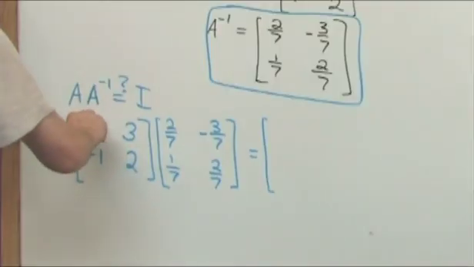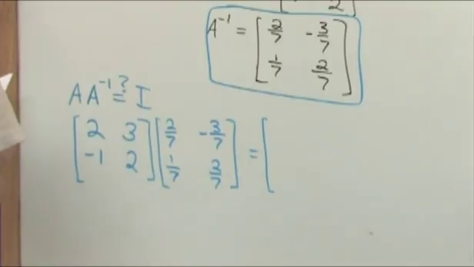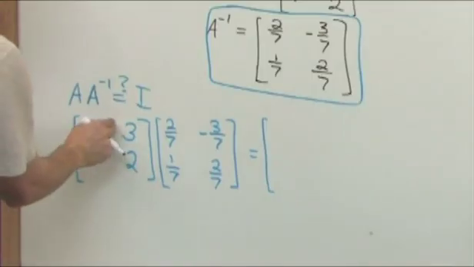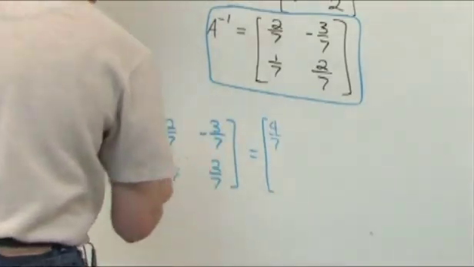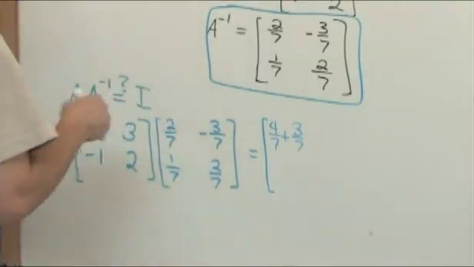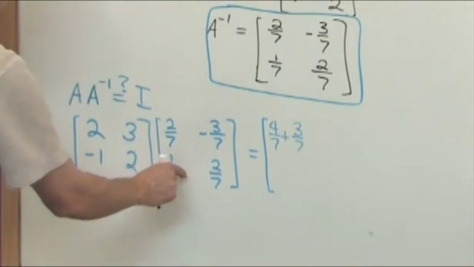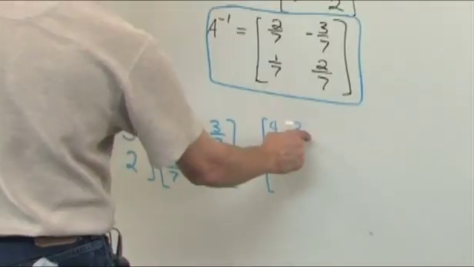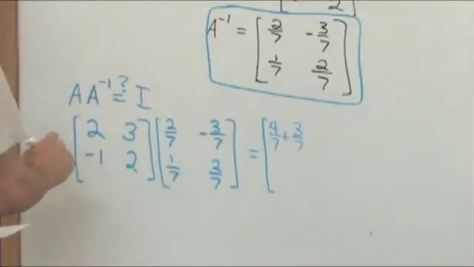So working on the first row, over and down, you have 2 times 2/7. In order to not clutter the board too much, we're just going to go ahead and do this multiplication. 2 times 2/7 is going to give me 4/7, plus 3 times 1/7 is going to give me 3/7. Make sure you understand this. I'm going over and down. This times this plus this times this. 2 times 2/7 is 4/7, plus 3 times 1/7 is 3/7. That's the first number.